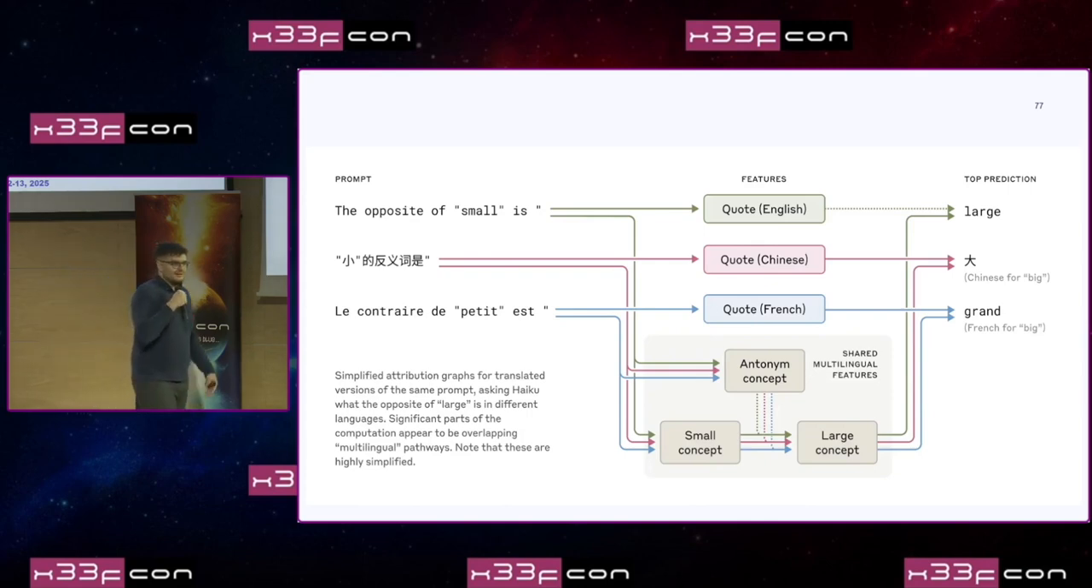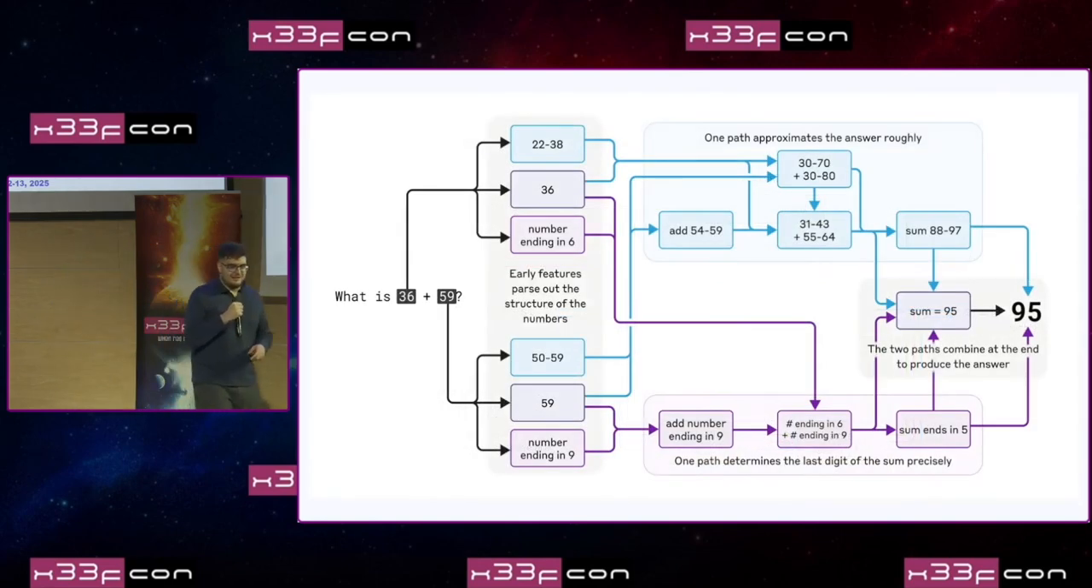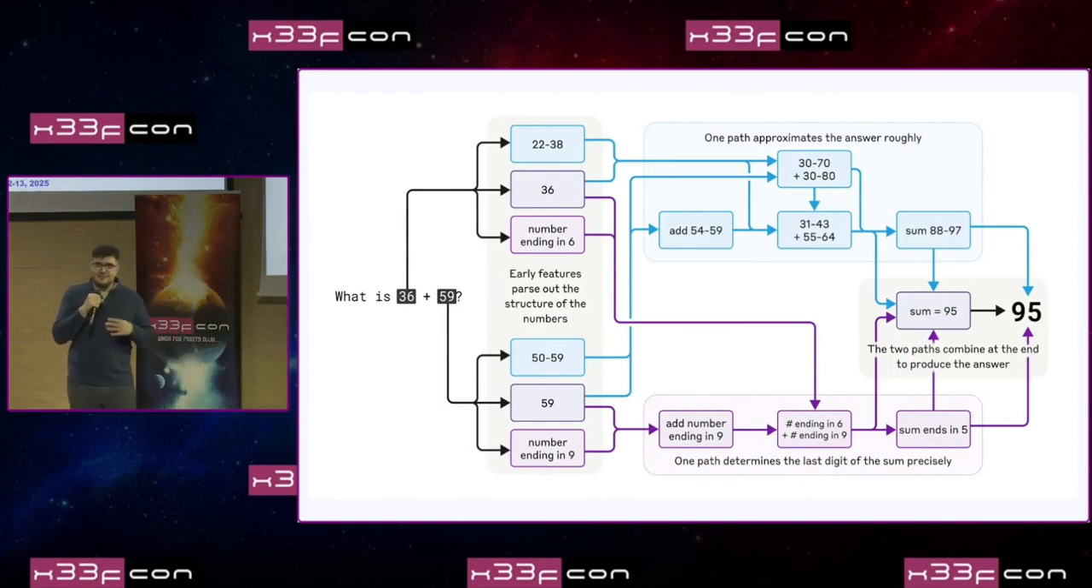And so this explains why the models have such an easy time learning new languages. They don't actually have to learn thinking in every new language. They just think in abstract concepts. Another interesting thing is how the models add numbers. And this is a clear example of how alien these models actually are.